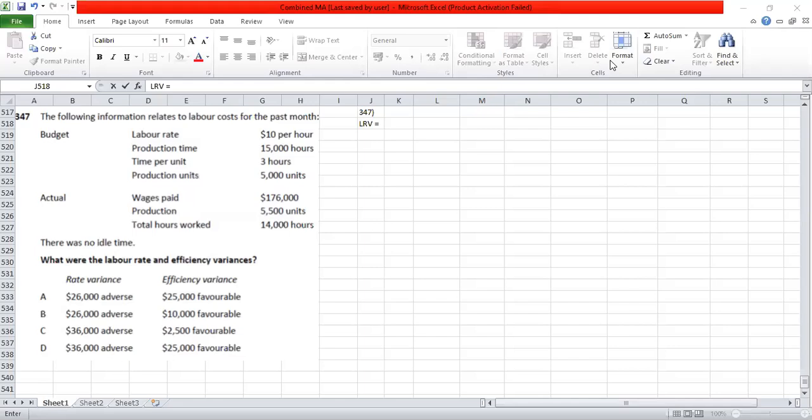Then actual details are given as wages. Total wages paid are 176,000. Then production is 5,500 units. Total hours worked is 14,000 hours. First, let's write the formula. Labor rate variance is equal to actual time into the standard labor rate minus the actual labor rate.